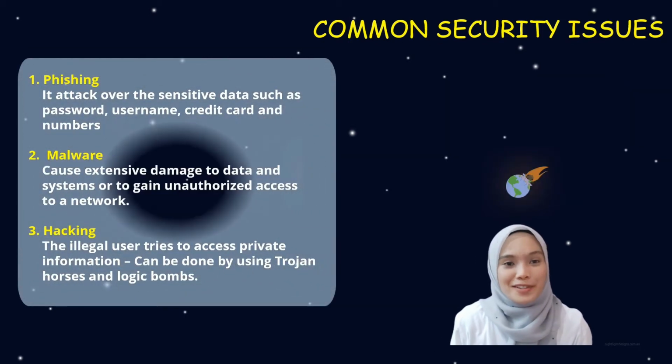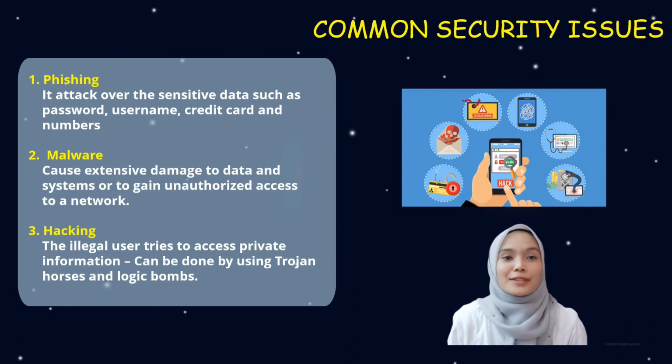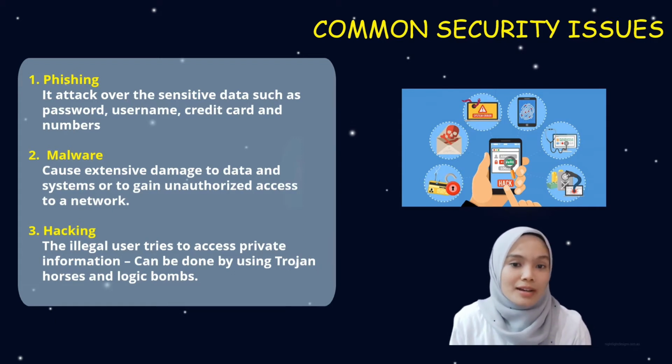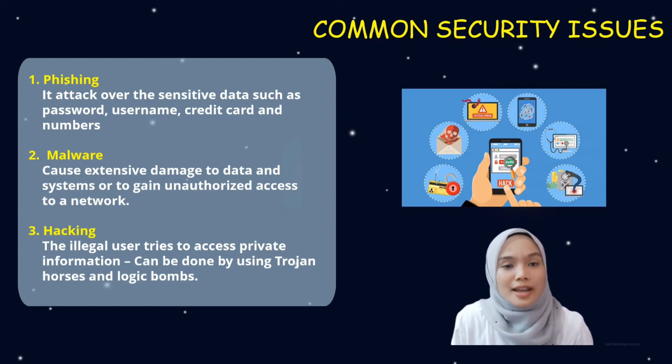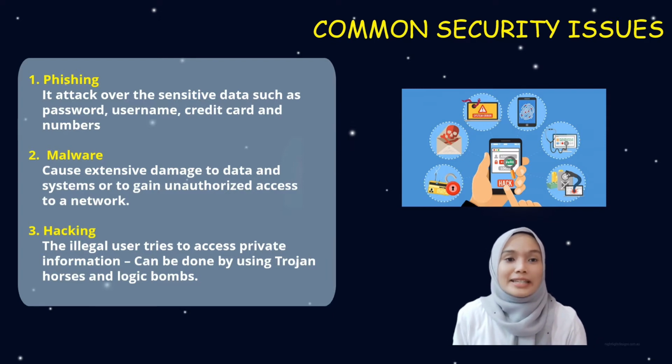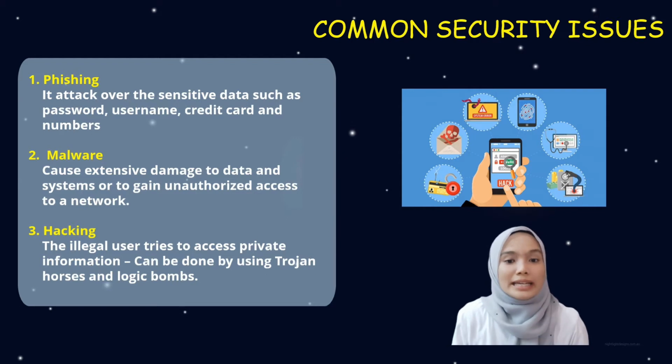Now, we continue to the common security issues. There are a lot of common security issues that happen in our daily life, but today, I would like to highlight 3 issues in this presentation. First, phishing. Phishing can be described as an attack over sensitive data such as password, username, credit card, and numbers. Second, malware. It causes extensive damage to the data and system or gains unauthorized access to a network. Lastly, which is common in our society, hacking. Hacking is when an illegal user tries to access private information. It can be done by using Trojan horse and logic bombs.